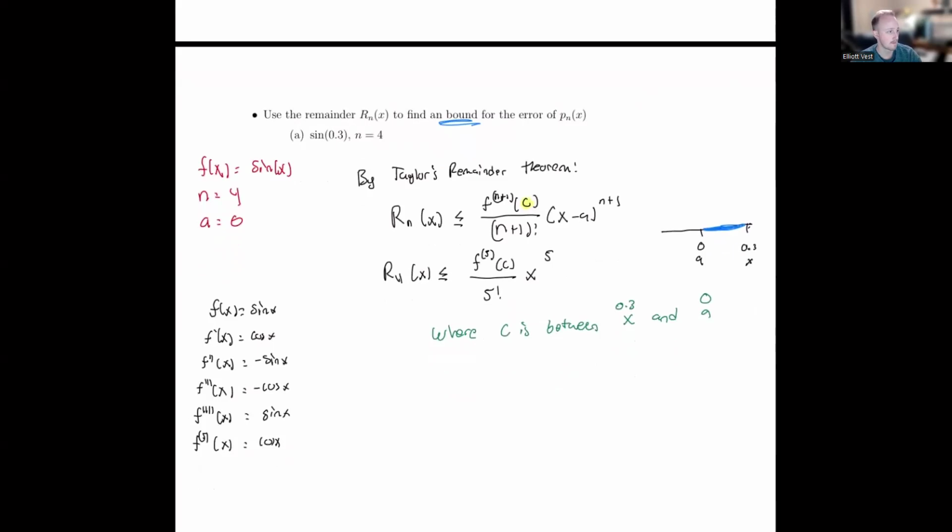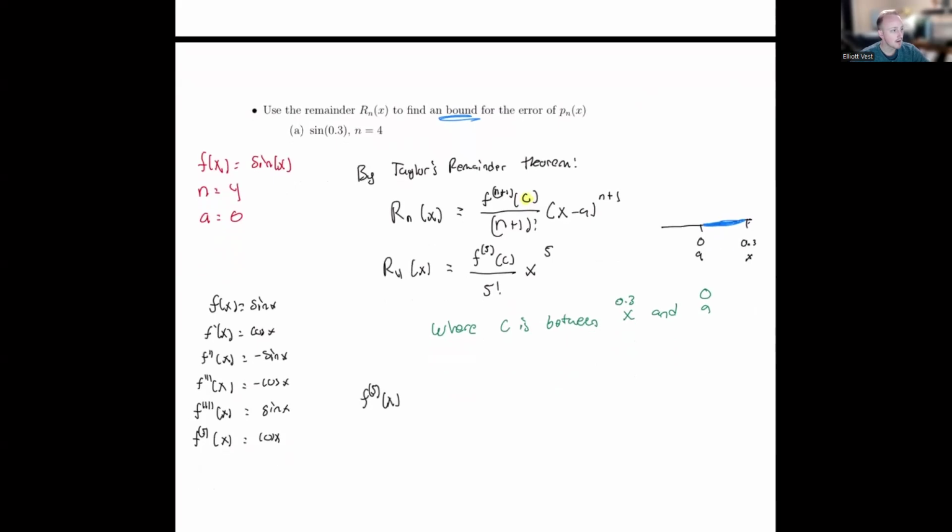Okay. If that's my fifth derivative, I can look at the theorem. These are supposed to be inequality signs right now. I want to figure out if I can find an upper bound for f to the fifth of c, or an upper bound for cosine of c.